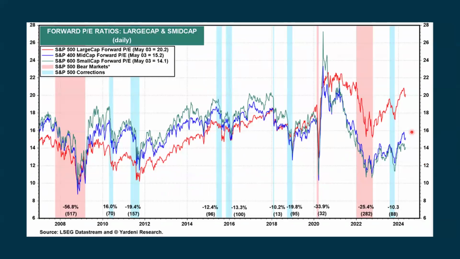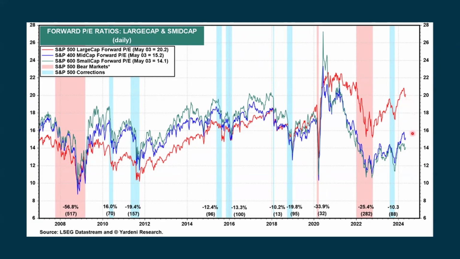The market doesn't do that. They look forward. And instead of just tracking the S&P 500 forward earnings, I also track the mid caps and the small caps. The red line is the S&P 500 forward PE ratio, and we're just a little bit above 20. So we're slightly expensive, even looking out into the future.